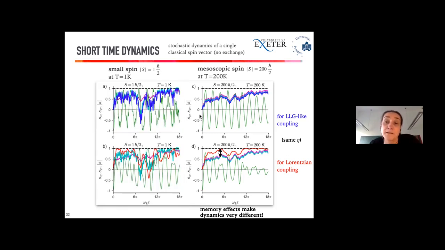And that was what I showed you for a large spin. Often, of course, in magnetism, they take many spins and consider them as a single spin of a larger dimension. And that was this picture. But if we really go to the atomistic level of individual spins, spin one-halves, then here's the picture. Of course, it all wobbles a bit more, but I've also taken it at a lower temperature. Again, you see a difference in the blue curve, which is like an LLG curve, and the red curve, which is not like the LLG curve. So you see real differences in the memory, obviously.